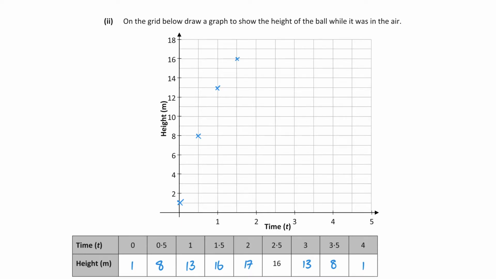The next one is 2 and 17. And then we'll have 2.5 and 16. We'll have 3 and 13. We'll have 3.5 and 8. And we'll have 4 and 1. Okay, so we just need to be able to plot those points and fill in our line. So there you have it, right? And for completing the table and plotting the graph, there was 20 marks.